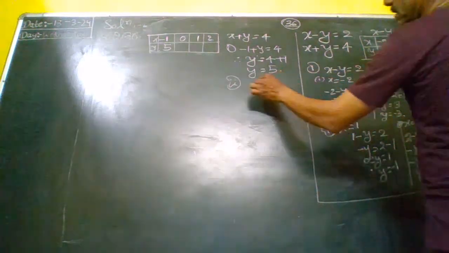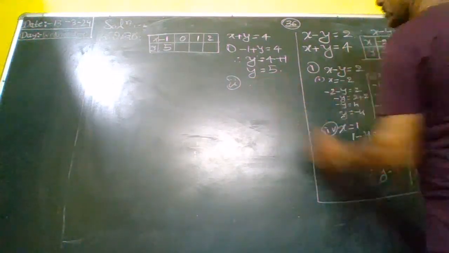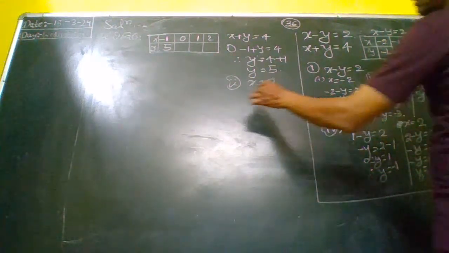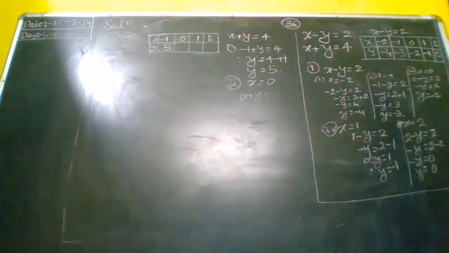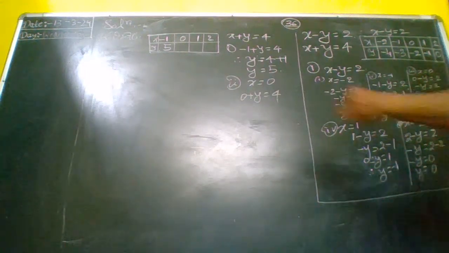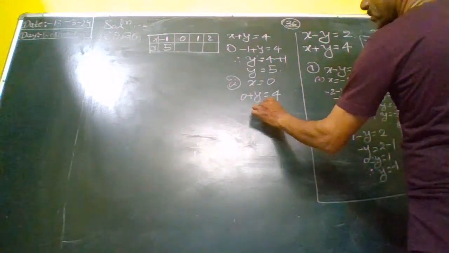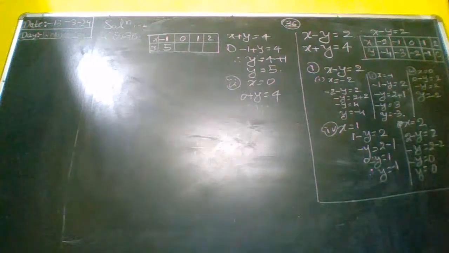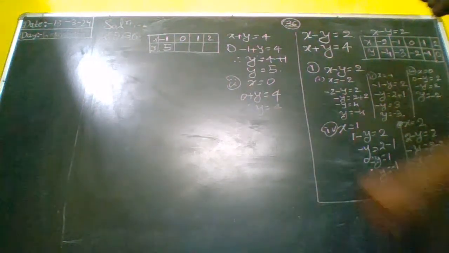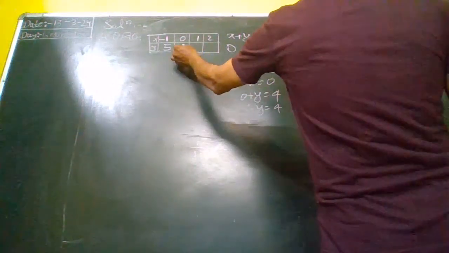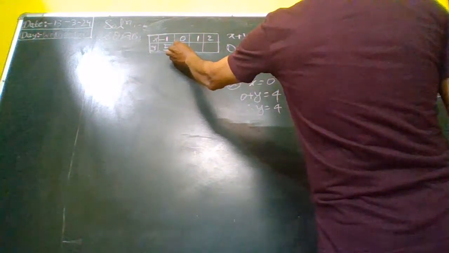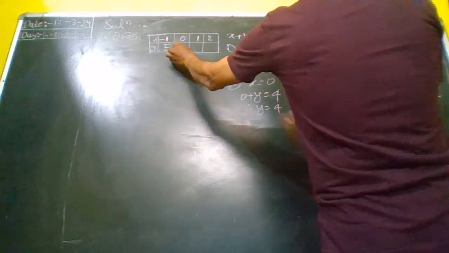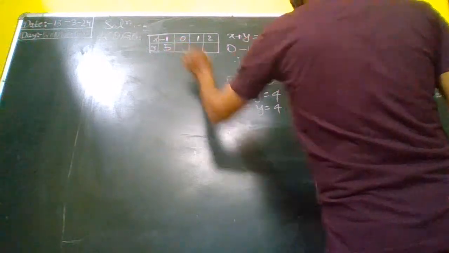So next, x equal to 0. 0 plus y is equal to 4. Therefore, y is equal to 4. So here we write 4.